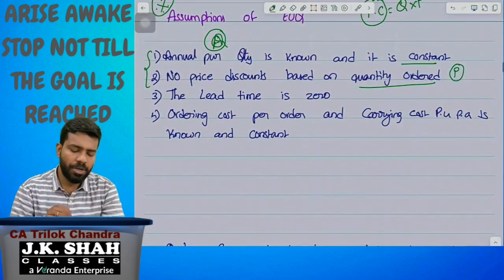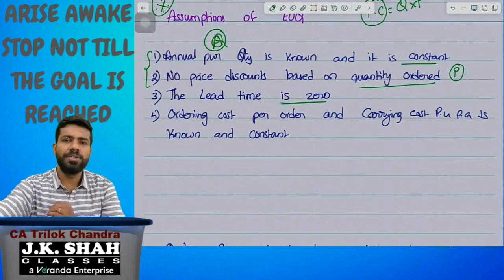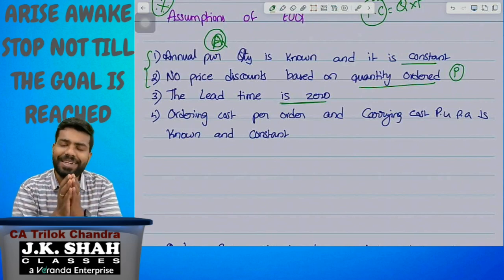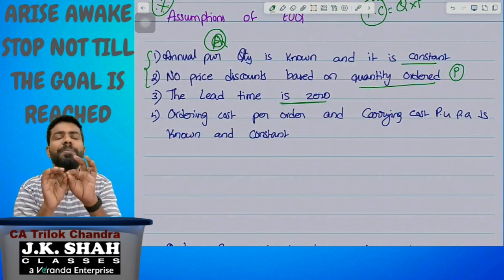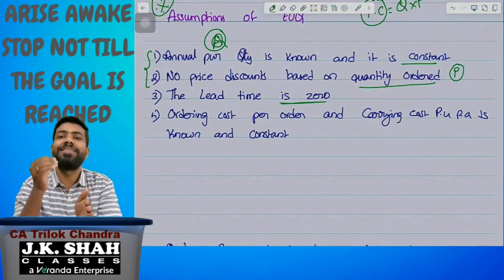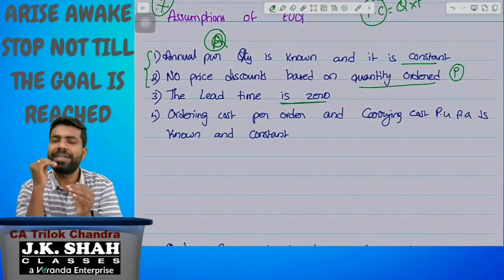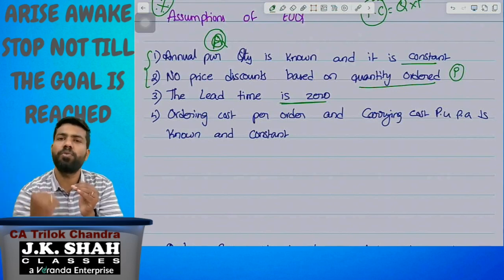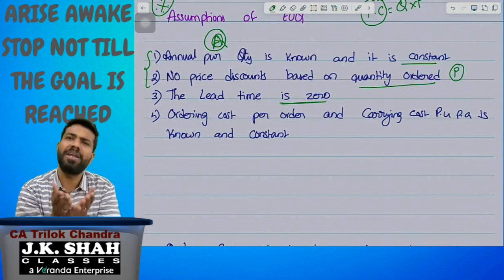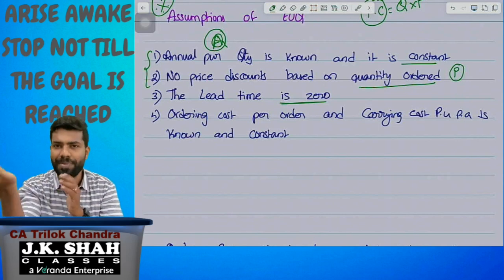Next, third point, the lead time is 0. What do you mean by lead time is 0 or reorder period is 0? Practically, is it possible? 100% not possible. What is lead time or reorder period? The time gap between placing the order and receiving the goods is the reorder period or lead time. Can it be 0? 100% not possible. When will it be 0? When the supplier is in the storeroom. Will the supplier sit in the storeroom?